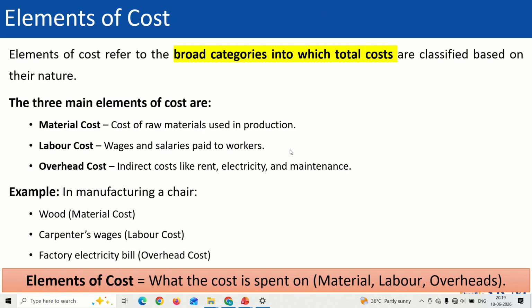Now moving on to the elements of cost. To ground the concept of elements of cost, let's use a simple example: manufacturing of a wooden chair. So the physical wood represents the material cost, the carpenter's direct hourly wages represent the labor cost, and the factory's monthly electricity bill represents the overhead cost. So together these three broad categories tell us exactly what our capital is spent on.